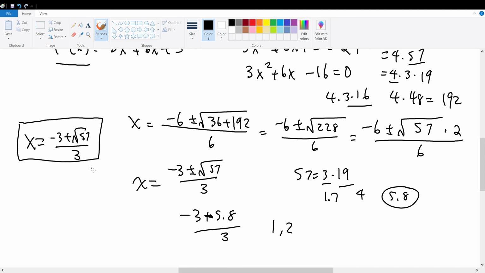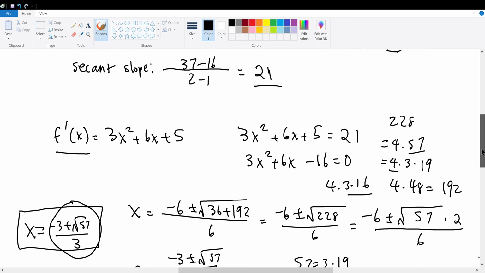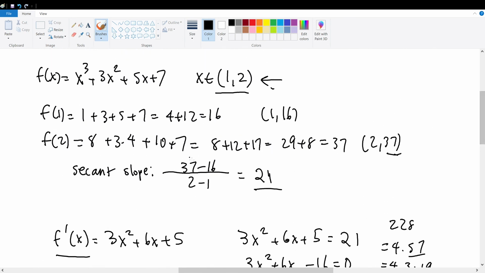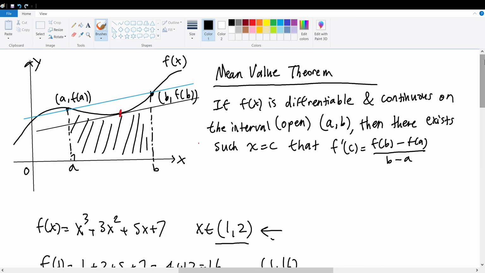So the solution to this question will be x is equal to negative 3 plus the square root of 57, over 3, meaning that the derivative, when x is equal to this quantity, will be equal to 21, which is the secant slope that goes through the interval of 1, 2. So I hope that gives you an insight into what the mean value theorem is, and we'll be diving into more complex examples in later videos.